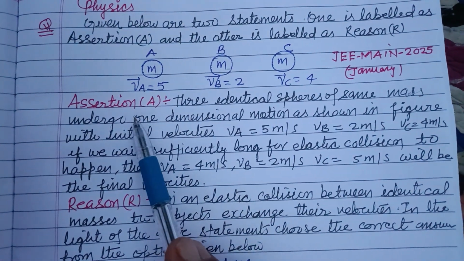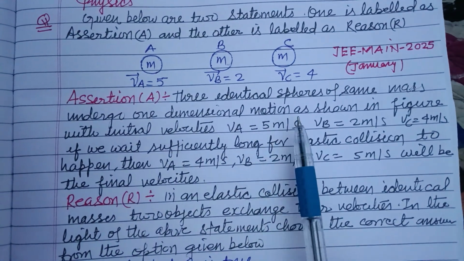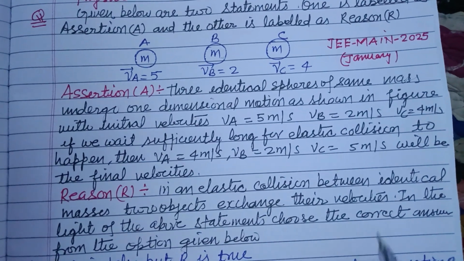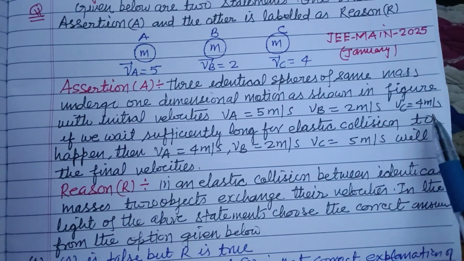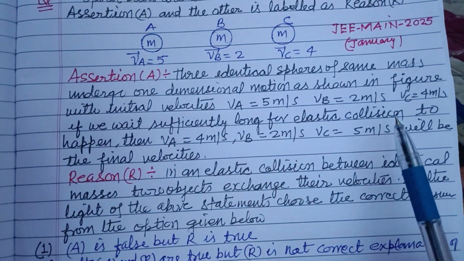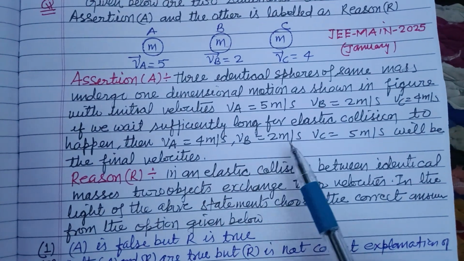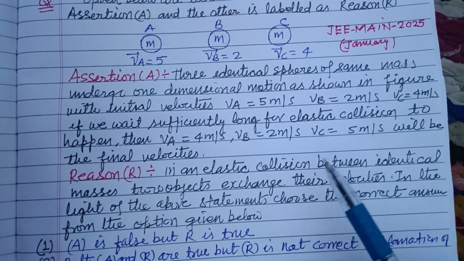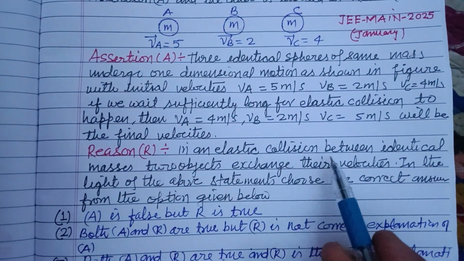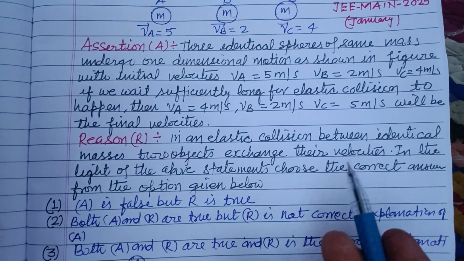Assertion: three identical spheres of same masses undergo one dimensional motion as shown in the figure with initial velocities vA 5 meter per second, vB 2 meter per second, vC 4 meter per second. If we wait sufficiently long for elastic collisions to happen, then vA equal to 4 meter per second, vB 2 meter per second, vC 5 meter per second will be the final velocities. Reason: in an elastic collision between two identical masses, the two objects exchange their velocity.